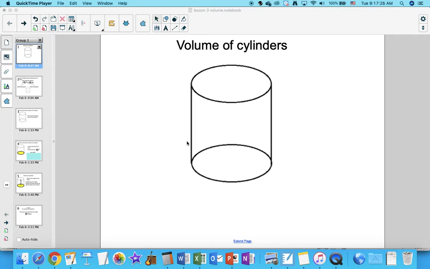You're watching the third lesson in volume. In this lesson, we'll be talking about cylinders again. The volume of cylinders is a little bit easier than surface area, but it's still important to know surface area because I will likely ask you questions involving both.